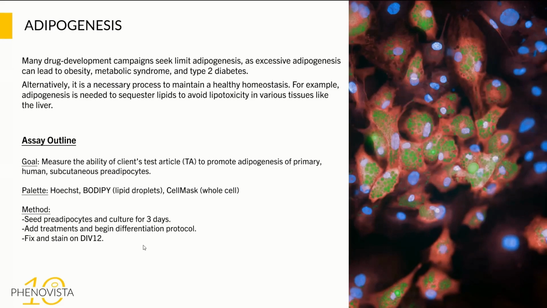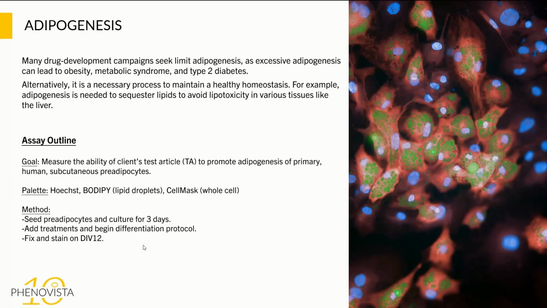So the general assay outline for this project that we did was to measure the ability of a client's test article, a compound, to promote adipogenesis using primary human subcutaneous pre-adipocytes. And our palette here would be Hoechst for nuclei, BODIPY is our stain for detecting lipid droplets, and again, CellMask for looking at overall cell morphology, so we know the boundaries of the cell.